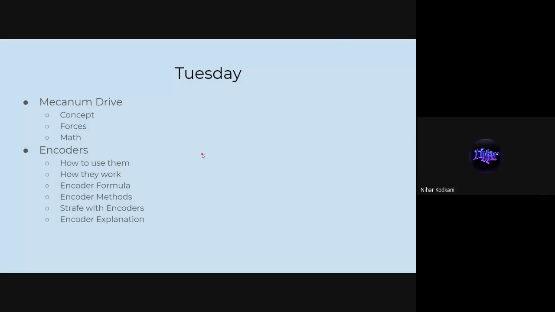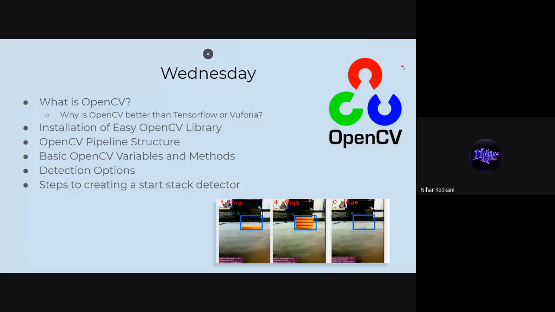All right, cool. So Wednesday, as you guys saw in our flyer, we are going to be going over some detection. So this camp we'll be using OpenCV, and we're just going to be talking about what OpenCV is, why we want to use it in FTC, and some benefits over TensorFlow or Vuforia. And then we're going to talk about how to actually install the EasyOpenCV library for FTC.